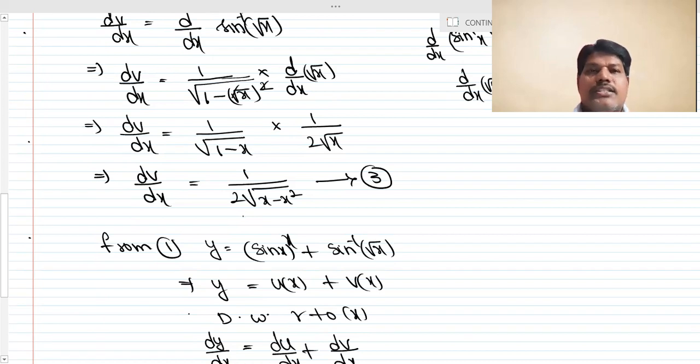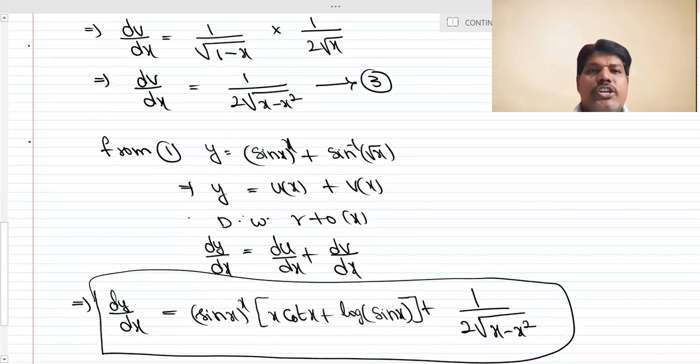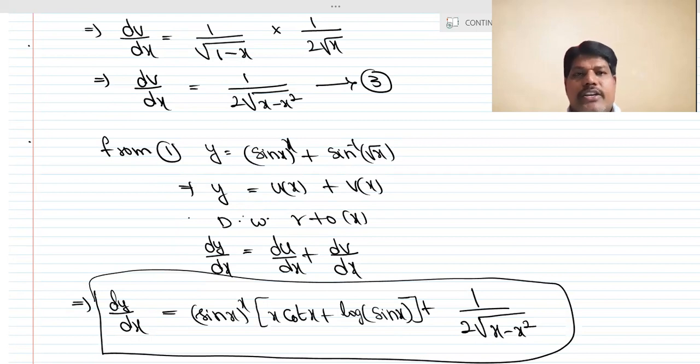So take the function as y from equation number 1. Y is equal to u plus v. Differentiate the function. You will get dy by dx is equal to du by dx plus dv by dx. From equation 2, you already know the du by dx value. From equation number 3, you already know the dv by dx value. Just replace these values here. Okay, students, see this question and practice the questions. You have to understand that and practice it. Okay, students, I will continue in the next class.